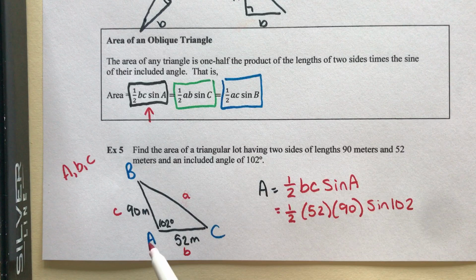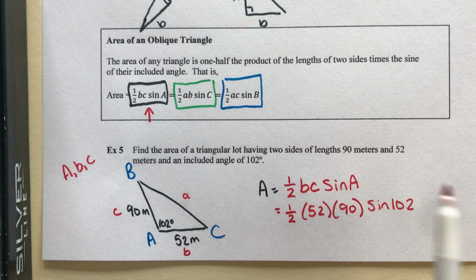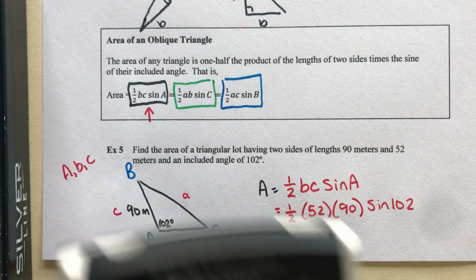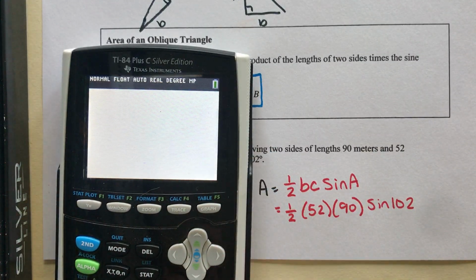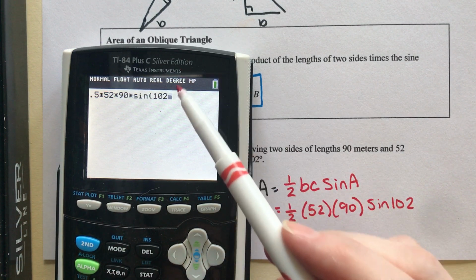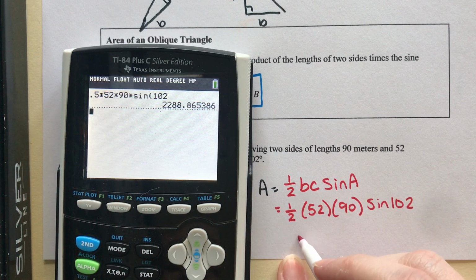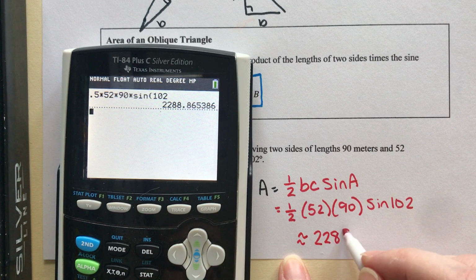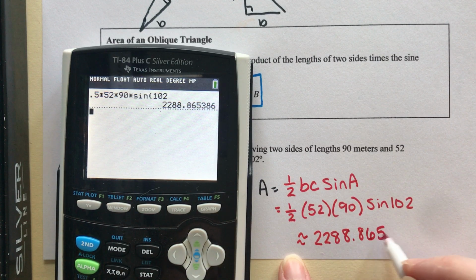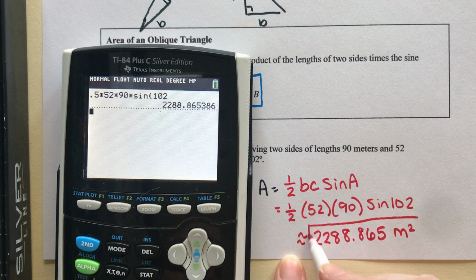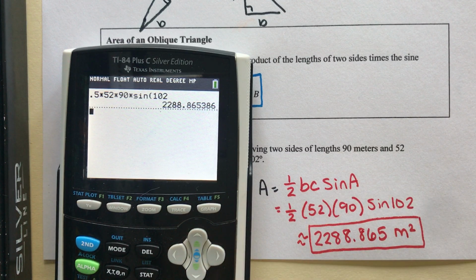Now, you could have labeled your triangle differently. You would have just used a different formula. You'll get the same answer in the end. So I'm going to get my calculator out, and I'm going to type that right in. So that's 1/2 times 52 times 90 times the sine of 102. And again, you want to make sure you're in degree mode. And now this is a parking lot, so it's going to be pretty big. 2,288.865 meters squared. Okay, so that's our first lesson of 2 for the law of sines and cosines.